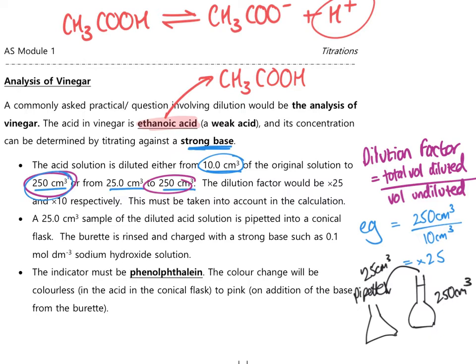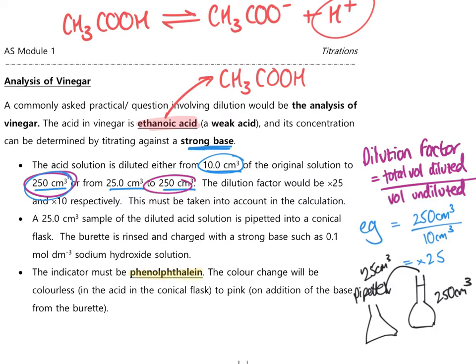So we rinse it and fill the burette with our strong base, such as sodium hydroxide or potassium hydroxide. Then we come on to our choice of indicator, and in this case it must be phenolphthalein. Why is that? Well, it's because this is a titration of a weak acid versus a strong base.